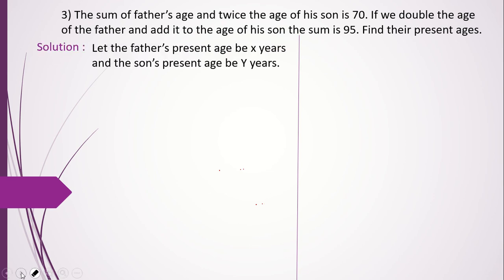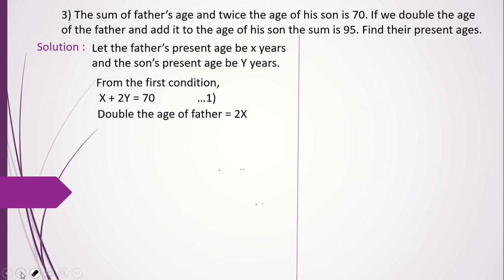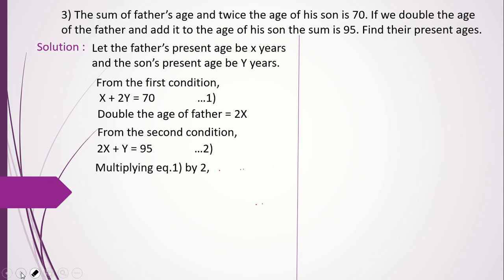Let the father's present age be x years. Let the son's present age be y years. From the first condition, x plus 2y is 70. Double the age of father is 2x. Therefore, from the second condition, 2x plus y is 95. Now, as I told you, two equations we got, eliminate. Here we are trying to eliminate x, that's why we are multiplying equation number 1 by 2.